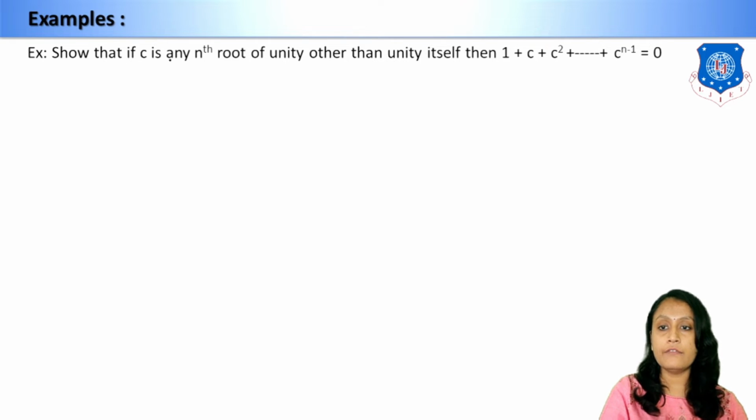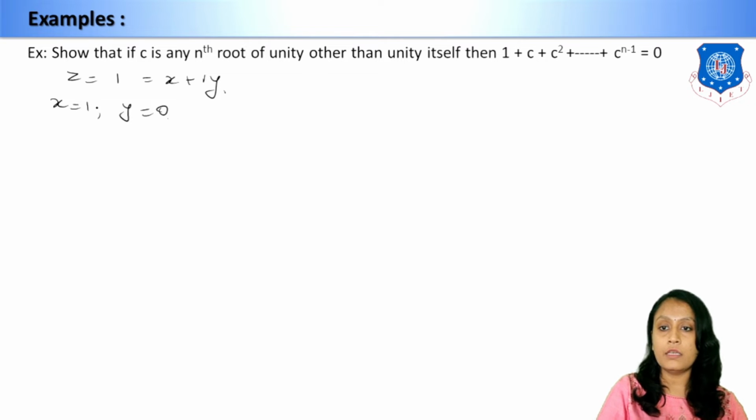Now show that if c is any nth root of unity other than unity itself, then 1 plus c plus c square plus up to c raised to n minus 1 is equal to 0. Okay, so now here z is given as 1. Now we will compare this with x plus iy. Okay, so x is 1 and y is 0.